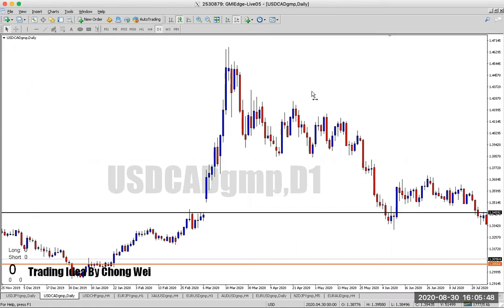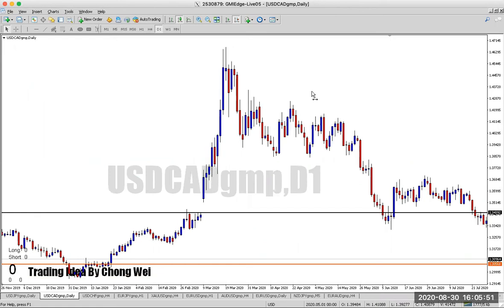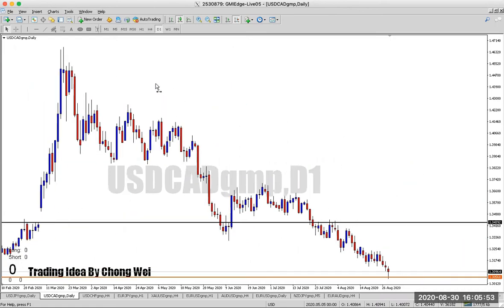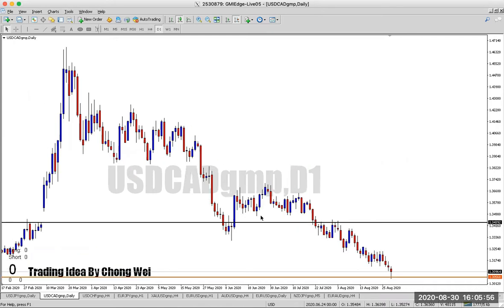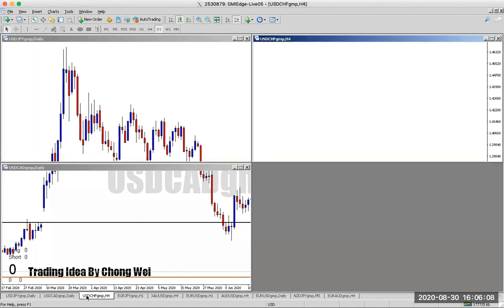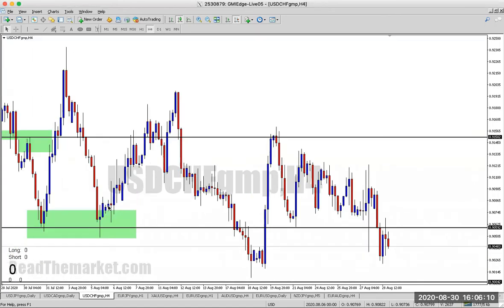Okay, so basically, USD CAD dropped to a very low price already. So I'll wait for market to retrace this level and show. And then another is USD CHF. Basically USD CHF, there's still a room for it to drop. So any retracement, I will look for sell.